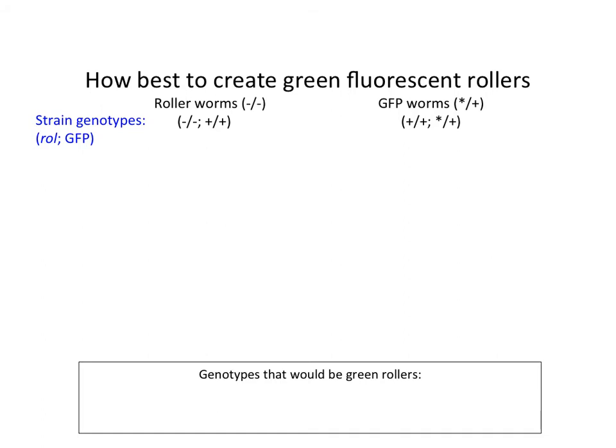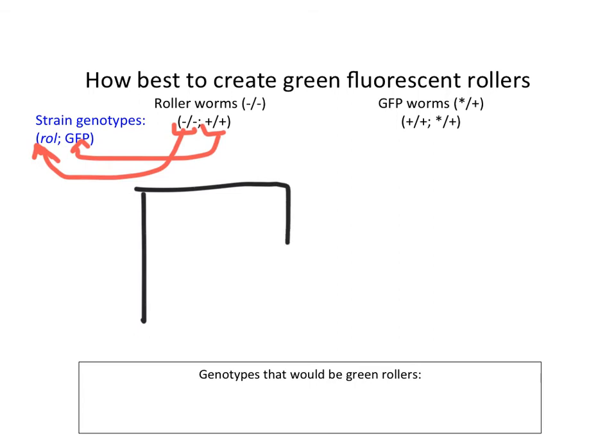So this worm is plus over plus at the GFP locus. So the minuses in this case, I'm defining, tell us something about what's happening in this individual worm at the roller gene, and the pluses tell us something about the GFP gene. So what happens if we set up a Punnett square to cross these two worms together?